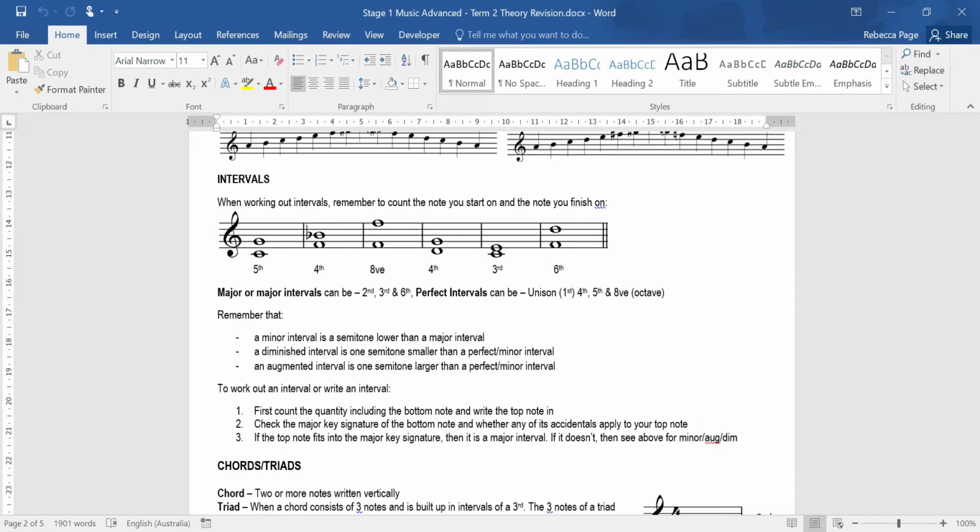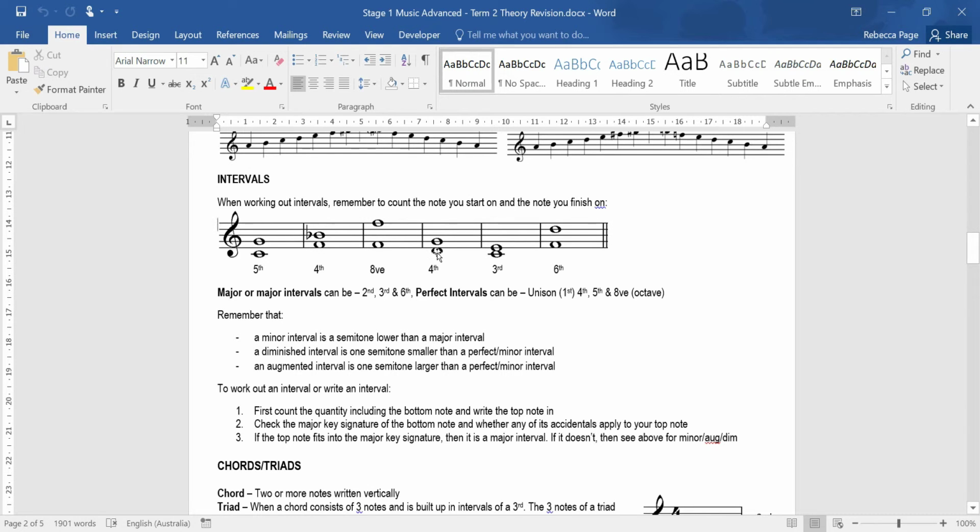So first of all, we need to know how to work out the quantity. This should be fairly straightforward, just involves a bit of counting. So we start off with the bottom note, we count that as 1. If it starts on a space, then you go space, line, etc. until you get to the top note. Or if it starts on a line, then you go line, space. You have to count all the possible notes in between.